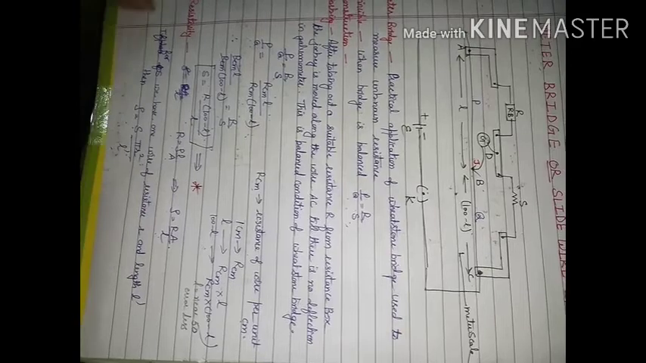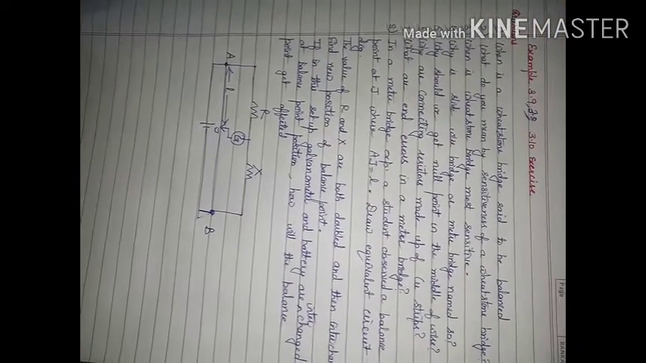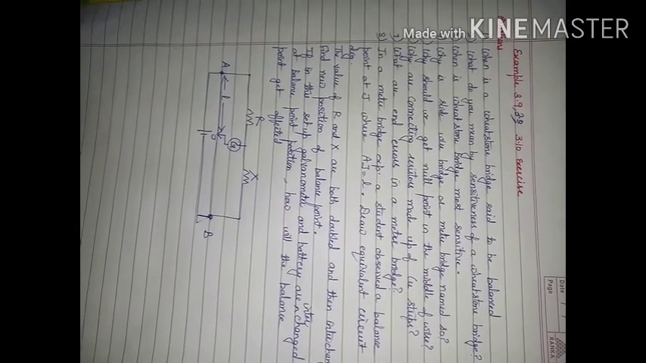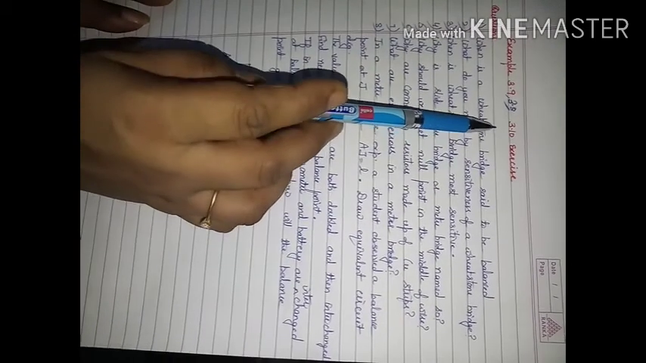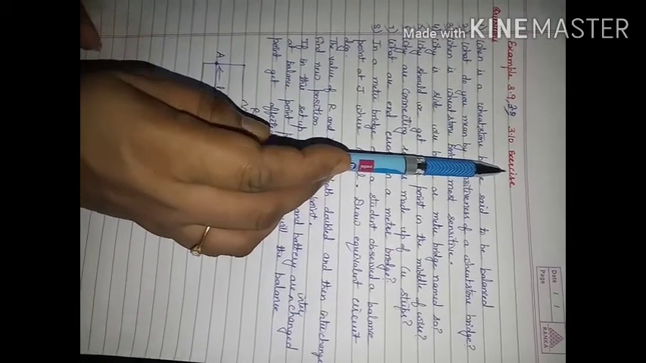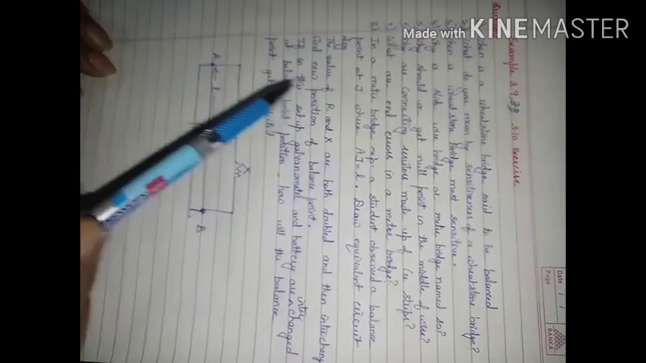Related to this, there are a few questions you can try. You can try example 3.8, which is based on the Wheatstone bridge principle, example 3.9 in the NCERT book, and question 3.10 in the exercise of this chapter, and you can try these few questions which I have written for you here.